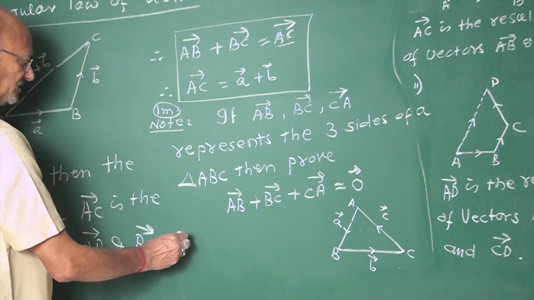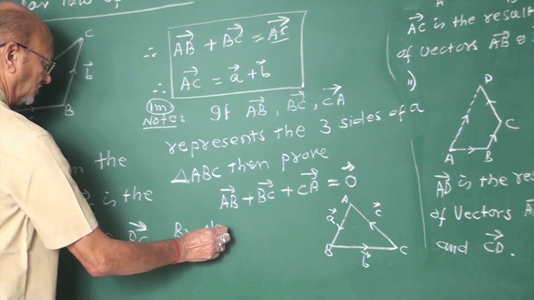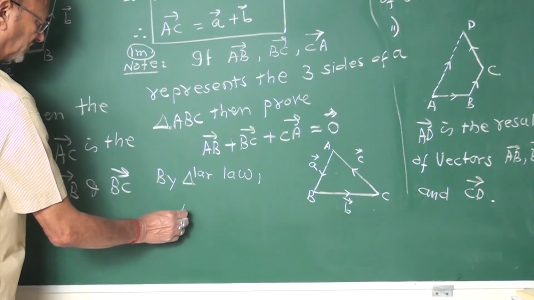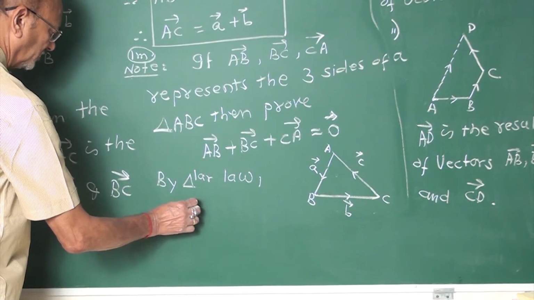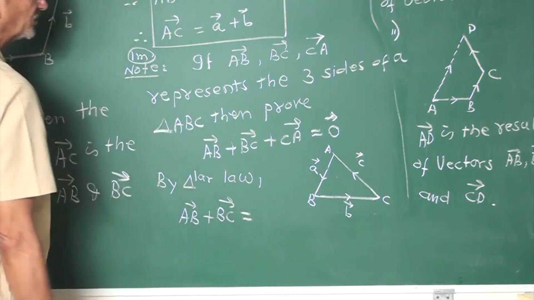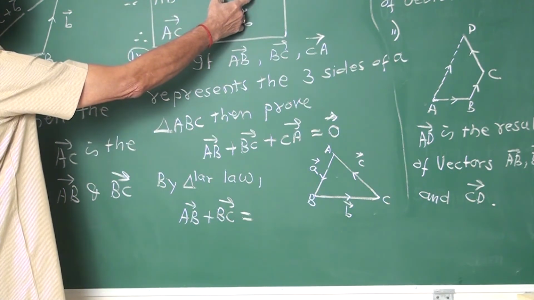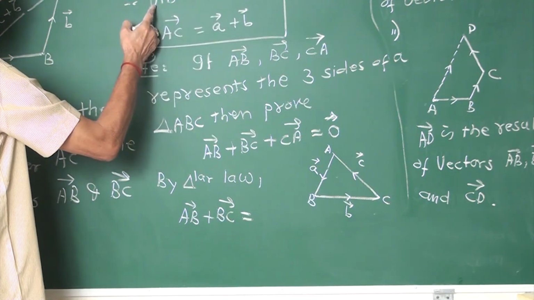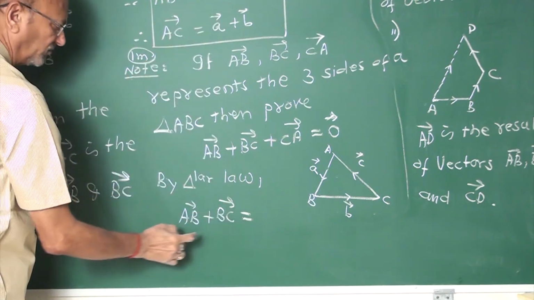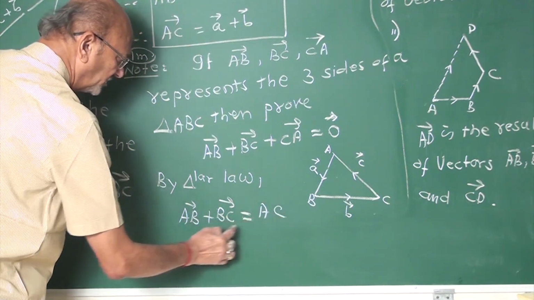I write here. By triangular law, we have vector AB plus BC. Tell me, what is this, my friends? AB plus BC is AC. What is this? It is a vector joining the initial point of the first vector to the end point of the second vector. Initial point A, end point C.